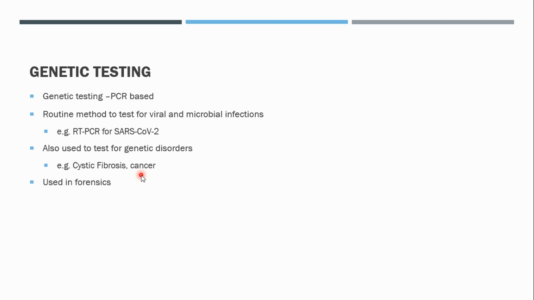In terms of cancer, genetic testing can also be used to identify patients who have a risk or a predisposition towards developing cancer of certain types. Genetic testing is also used in forensics. In forensics, genetic testing is used to differentiate between different individuals by looking at repeat regions in the genome and measuring the differences in sequence length between different individuals.